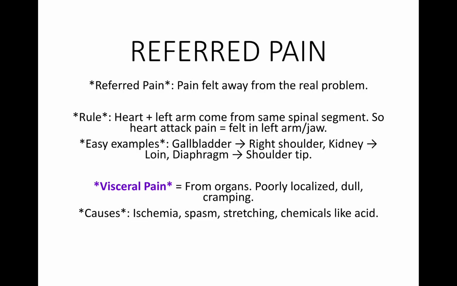Next comes visceral pain. Visceral pain is from the organs. It is poorly localized, dull and cramping pain. You can't pinpoint exactly where the pain is. What are the causes? Ischemia, spasm, stretching, and chemicals like acid might be causes for such visceral pain.